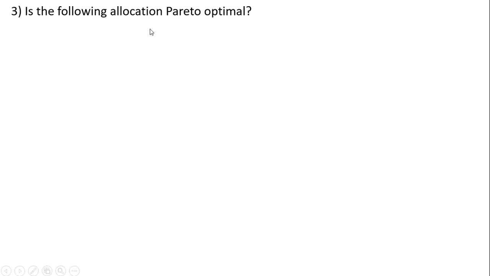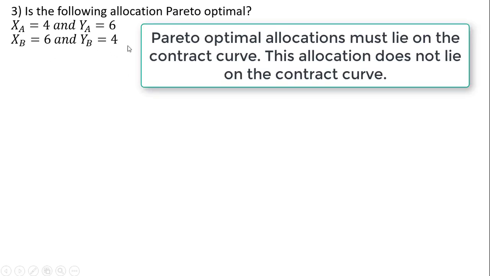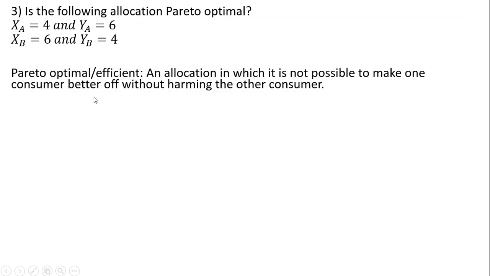Example 3, is the following allocation Pareto Optimal? So revisiting that last example, is this allocation Pareto Optimal? What is Pareto Optimal, or some books might call it Pareto Efficient? It would be an allocation in which it is not possible to make one consumer better off without harming the other consumer. So is there some way we can deviate from this allocation that could make one consumer better off and not harm the other consumer? If there is, this would not be Pareto Optimal.